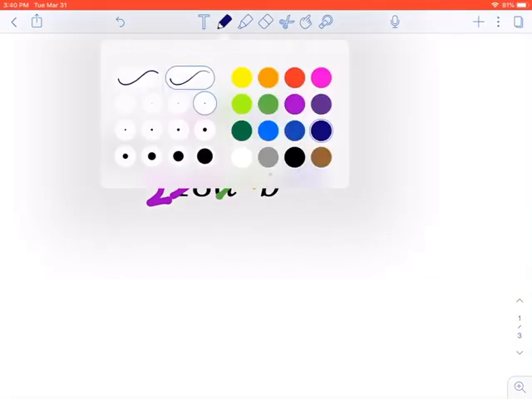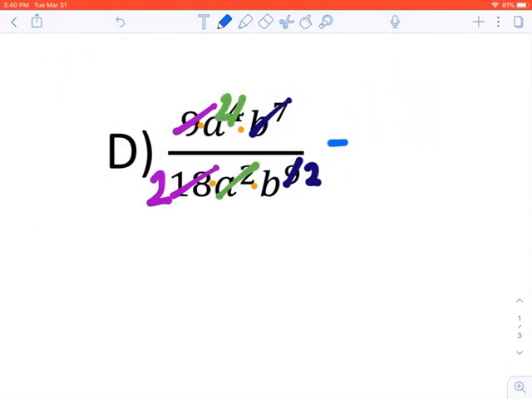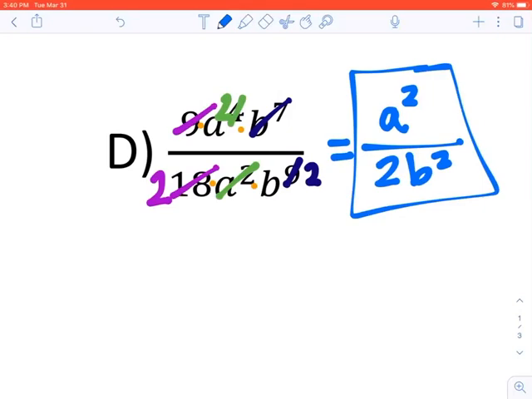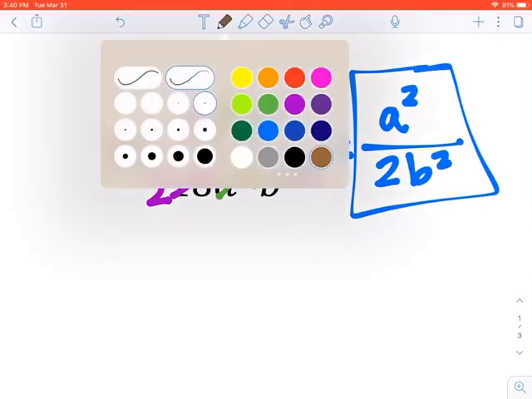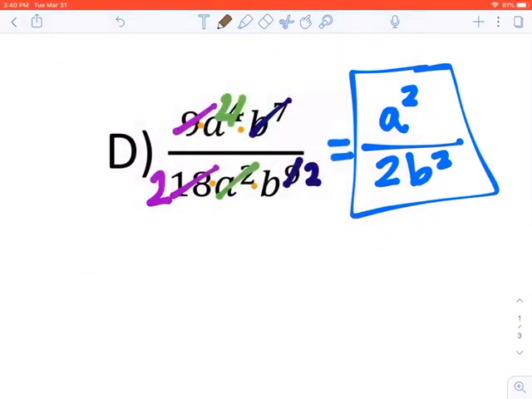Okay, and so your final answer here, we have an a squared on the top, okay, and then on the bottom we have a 2b squared. And that is our simplified fraction. Okay, and we're done with that problem. There's nothing else that can be simplified. Of course, don't forget the restrictions.